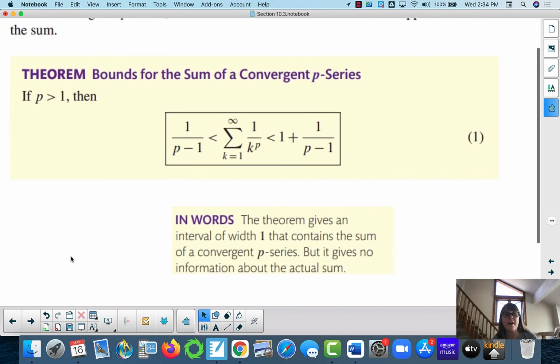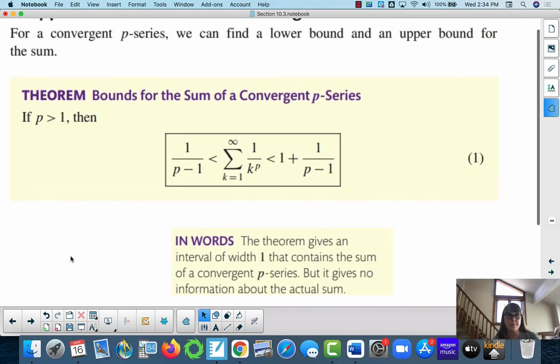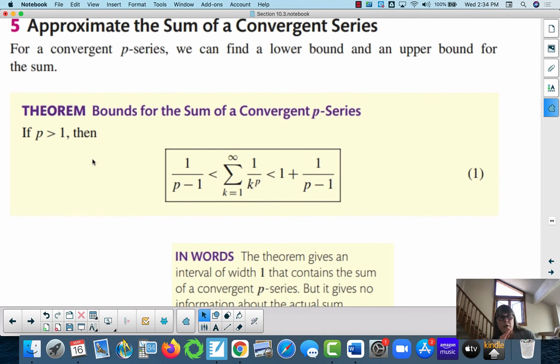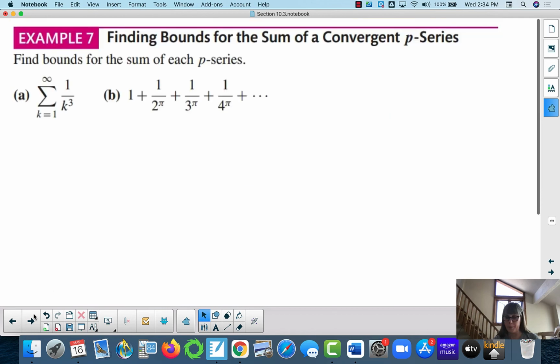And then you can find the upper and lower bounds of a P series. So you can't find the actual sum, but you can find the two things that it's between, which gives you an idea about where the sum is. It doesn't tell you what the actual sum is, but we know two things that it's between. So again, P has to be greater than 1 for the series to converge, and if that's true, then the sum of that series is somewhere between 1 over P minus 1 and 1 plus 1 over P minus 1. That's how you're going to find that upper and lower bound.